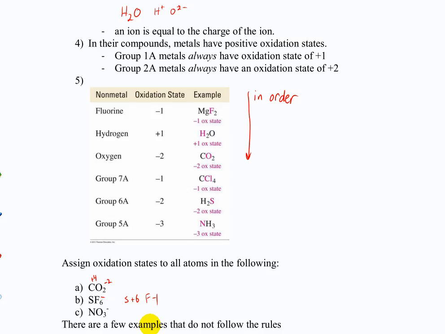Nitrate ion. Same questions. Is it all the same type of element? No. Does it have a group 1 or 2 metal? No. Fluorine? Hydrogen? Oxygen? Yes. And so the oxygen becomes minus 2. So then what does the nitrogen have to be? Careful. Plus 5. Why plus 5? Because it's nitrate, it's minus 1 overall. So you need nitrogen to be plus 5 so that you have 6 minus and 5 plus and you have minus 1 overall. All right?